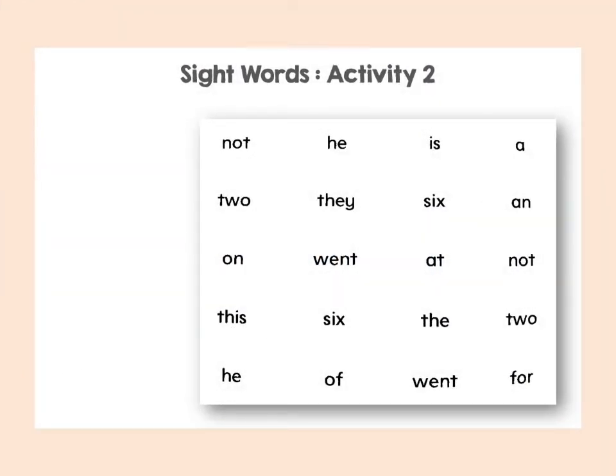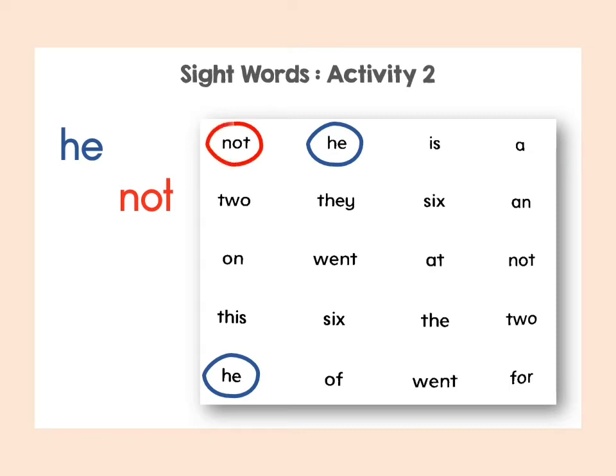Okay, now we're going to read and circle the sight words given. Ready? Let's go. He. Can you find he? Yes, there are two of them. One, two. Next word, not. Can you recognize this sight word? Correct! There is not and another not.